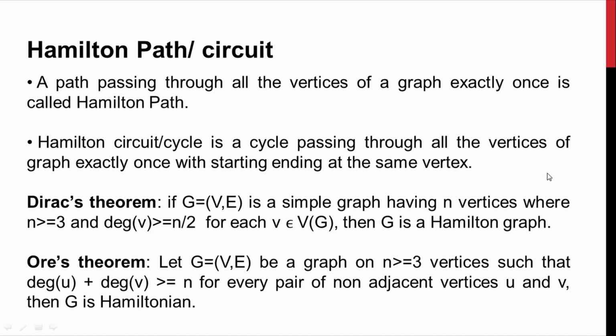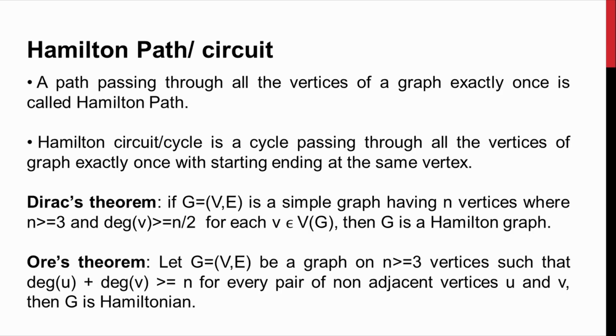So the next topic is Hamiltonian path and circuit. A Hamiltonian path visits every vertex once with no repeats, but doesn't have to start and end at the same vertex. On the other side, a Hamiltonian circuit is a circuit that visits every vertex once with no repeat. Being a circuit, it must start and end at the same vertex.